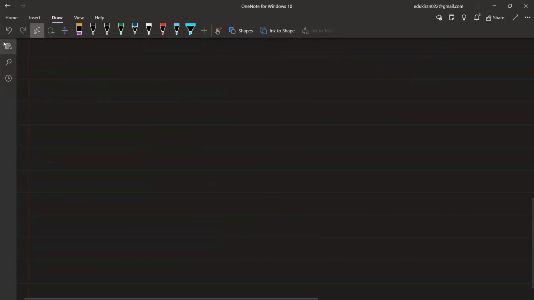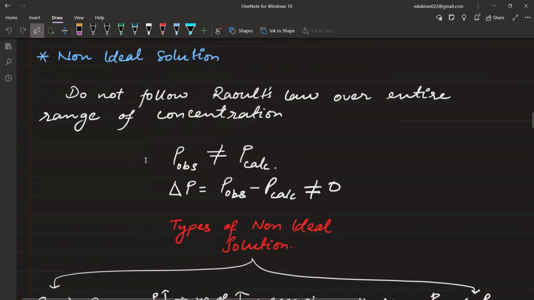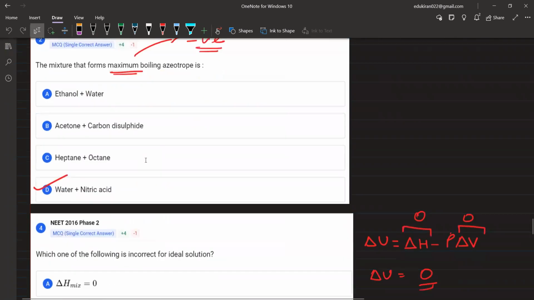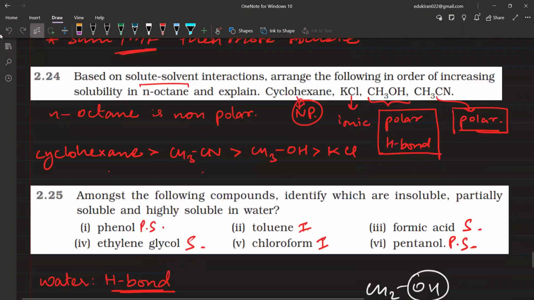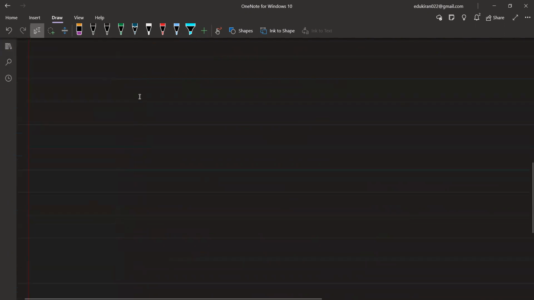Right, next topic. Last time we studied everything up to azeotropes. Azeotropes and everything was done. Right, next topic: colligative properties.